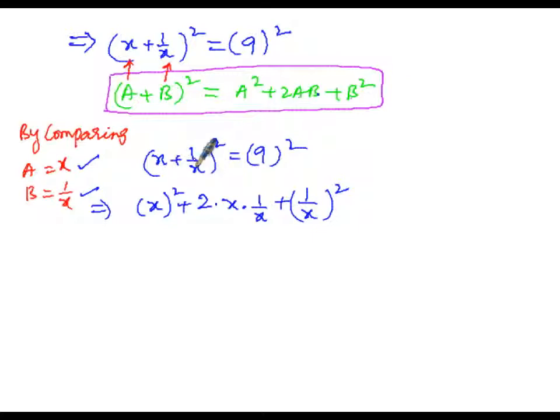X plus 1 by x whole square is in the form of a plus b whole square, and its expansion we write as a square plus 2ab plus b square, utilizing a as x and b as 1 by x. Then that equals, 9 square can be written as 9 into 9, which is 81. So x to the power of 2 written as it is, plus 2, because the denominator x and numerator x get cancelled as there is a multiplication in between, plus 1 square over x square, that equals 9 nines, which is 81.